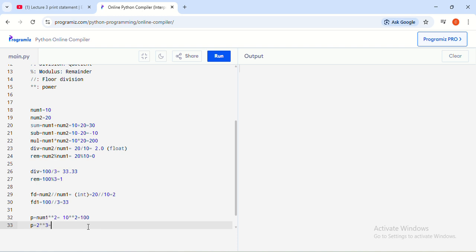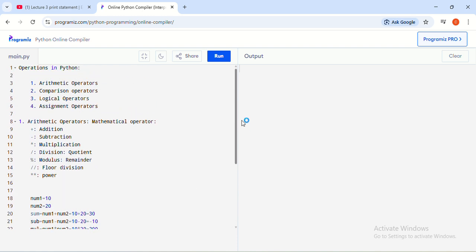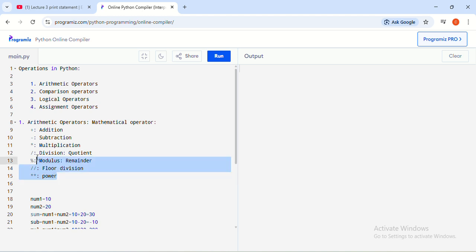So 2 raised to the power 3 is 2 multiplied by 2 multiplied by 2. 2 will be multiplied 3 times. Okay, so that will result in 8. So these are all the descriptions of the arithmetic operators in Python, which are quite similar to the arithmetic operators of mathematics.